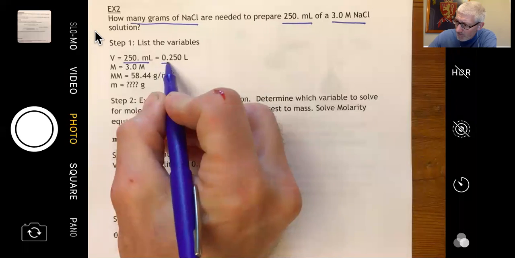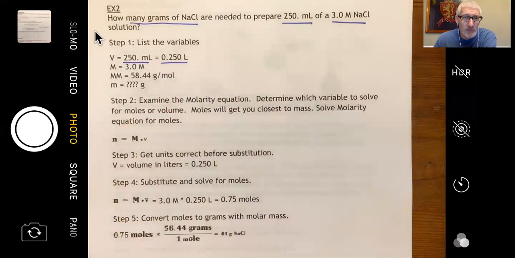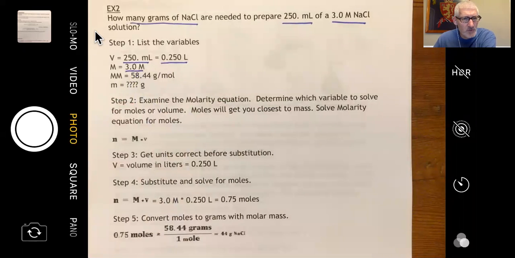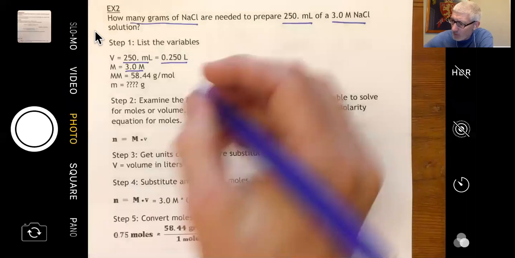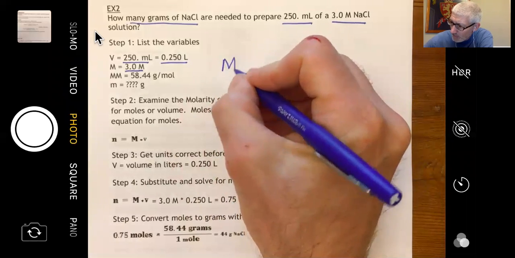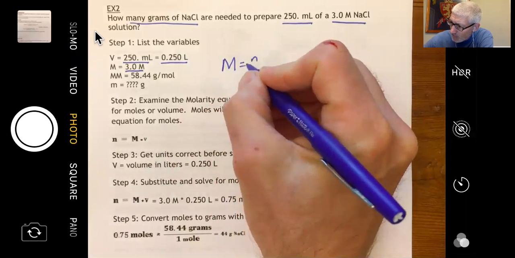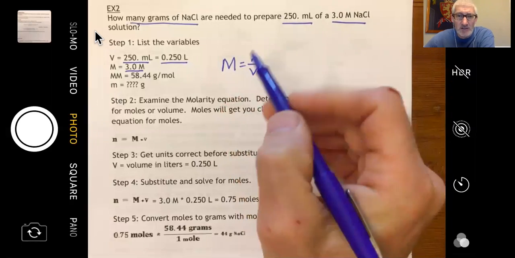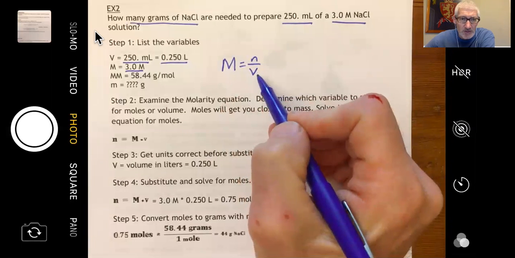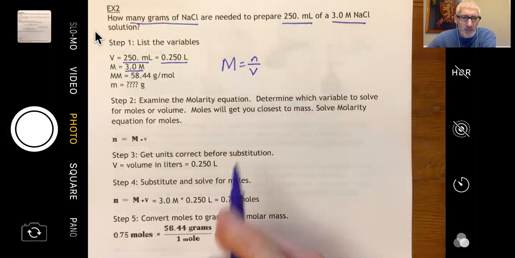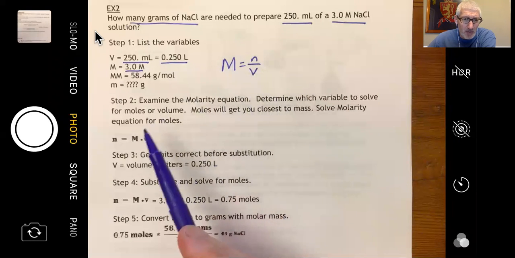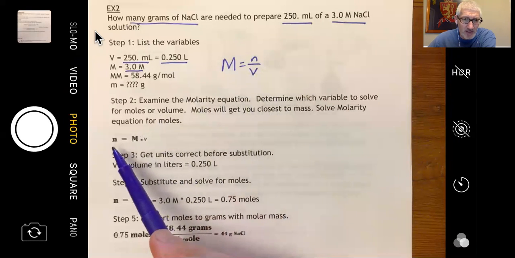We don't want to work in milliliters, so we move the decimal over 3 places. We know the molarity. And then since we're trying to figure out grams, if we go back to our formula, molarity is moles of solute over liters of solution, moles over liters. I should be able to do a little bit of rearranging to figure out the number of moles, which is what I've got written down here.